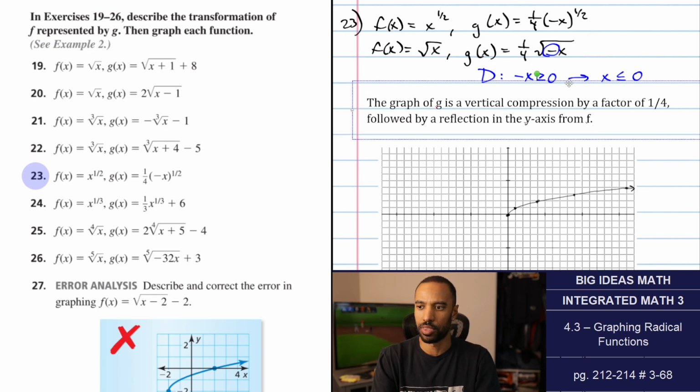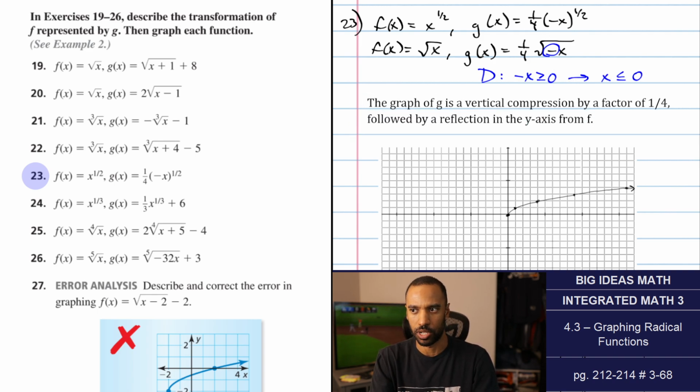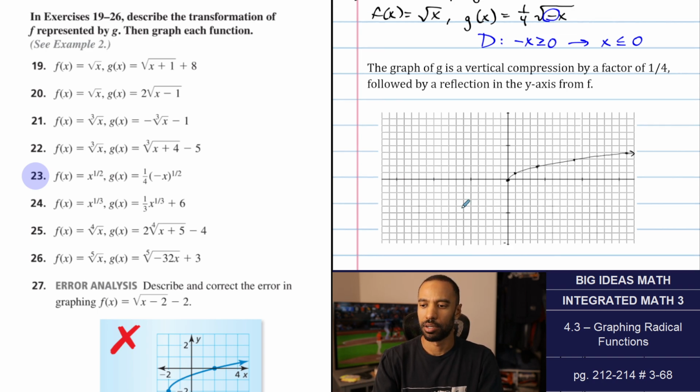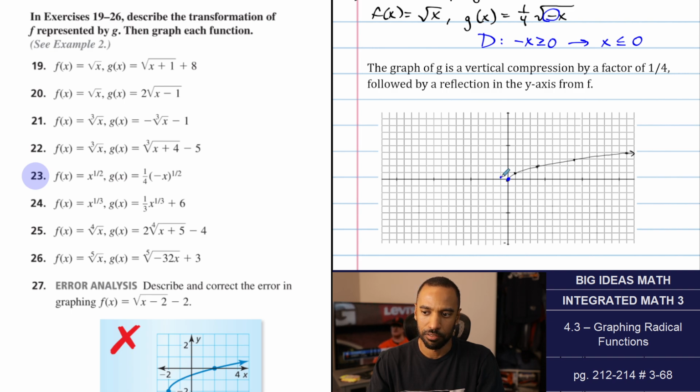So for this one, the vertex is at the origin, there's nothing changing there. But we are now going left to go up, and we're not going right at all. So we're going left. Left 1, we go up 1/4 instead of 1. We go left 4 to go up 2/4, which is 1/2. We go left 9 to go up 3/4. And we go left 16 to go up 4/4, which is 1.